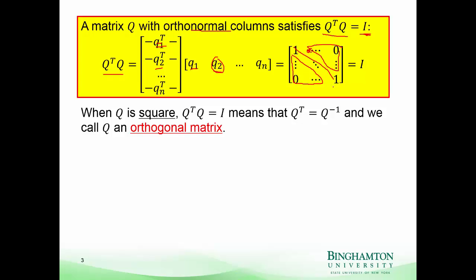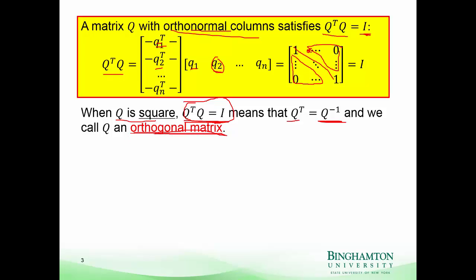So far we haven't restricted these Q matrices to be square, but if it is square, then we can see that this condition, which holds regardless of whether it's square or not, but square with orthonormal columns, means that Q transpose is equal to the inverse of Q. So if we have a square Q and all the columns are orthonormal, we know that it has full rank, we know that it will be invertible, and this just establishes that Q transpose is the inverse of Q. And in that case, we call Q an orthogonal matrix.